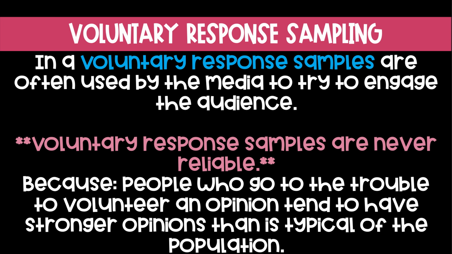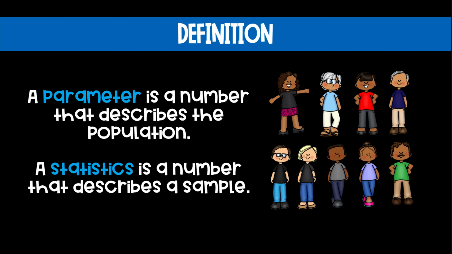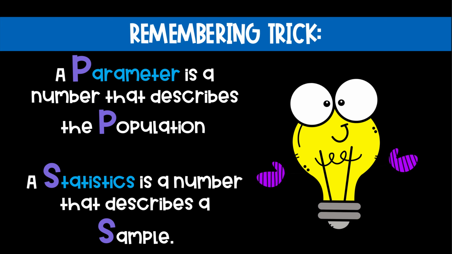Finally, let's close with those parameter and statistic definitions. A parameter is a number that describes the population. A statistic is a number that describes a sample. So out of the data collected, if your data is from the population, we call that parameter. If your data describes the sample only, it's called statistic. A remembering trick: parameter starts with P, just like population, and statistic starts with S, just like sample does.